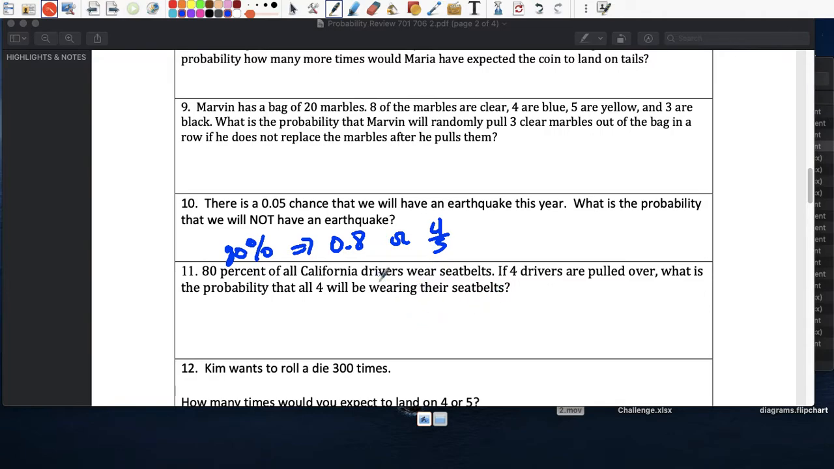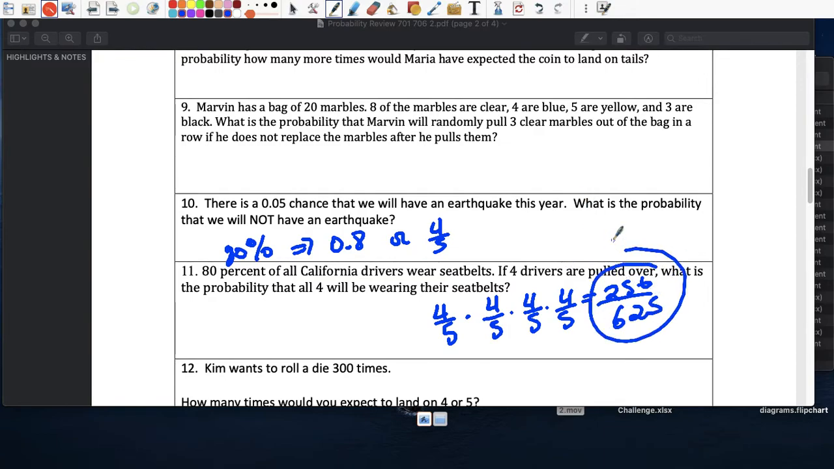The probability the first driver is wearing a seatbelt is 4 out of 5. The probability the second driver is wearing a seatbelt is also 4 out of 5. Third, 4 out of 5, and fourth, 4 out of 5. So what do we have here? 4 times 4 times 4 times 4 is 256. And at the bottom, 5 times 5 times 5 times 5 is 625. So you can look at your multiple choice. If you need to change that to a decimal or a percent, go ahead and do it.